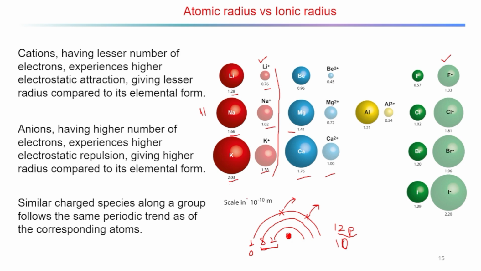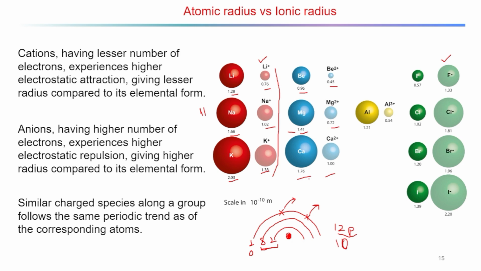And these are given in 10 to the minus 10 meter. Okay. So if you want to convert it into picometer, just multiply by 100. So this is 203 picometer, and this is now 138 picometer. Similarly, in case of beryllium, we had 96 picometer size, but beryllium 2 plus is only 45 picometer. Magnesium 145 picometer and Mg2 plus is only 72 picometer.